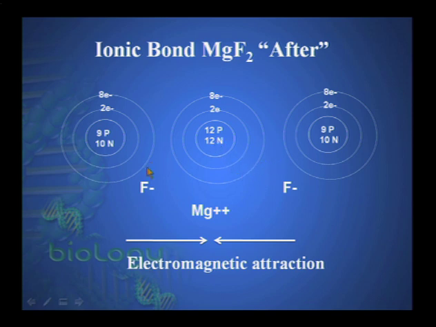And I do want you to notice in both the previous example and this example, if we look at the net charge, even though there's been a transfer of electrons, the overall charge is still neutral. So magnesium is +2, but there are 2 negative charges to offset that. So the overall compound is neutral.